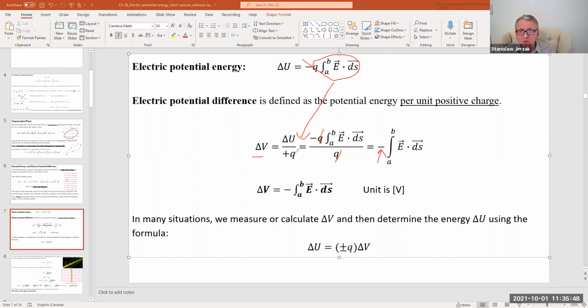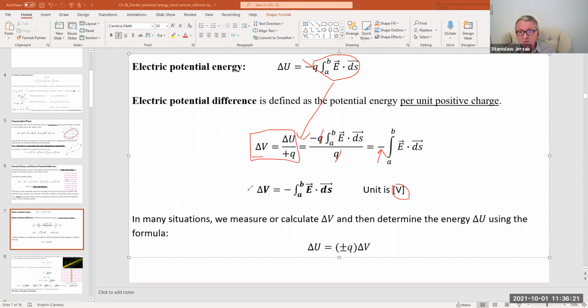Because if Q is equal to 1, then delta U divided by 1 is delta U, and delta V is equal to delta U in terms of magnitude. So delta V is the change of potential energy per unit charge. But remember that delta U is measured in joules and delta V is measured in volts. These are two different quantities with different units, but they are closely related through this important equation: delta V is equal to delta U divided by delta Q.